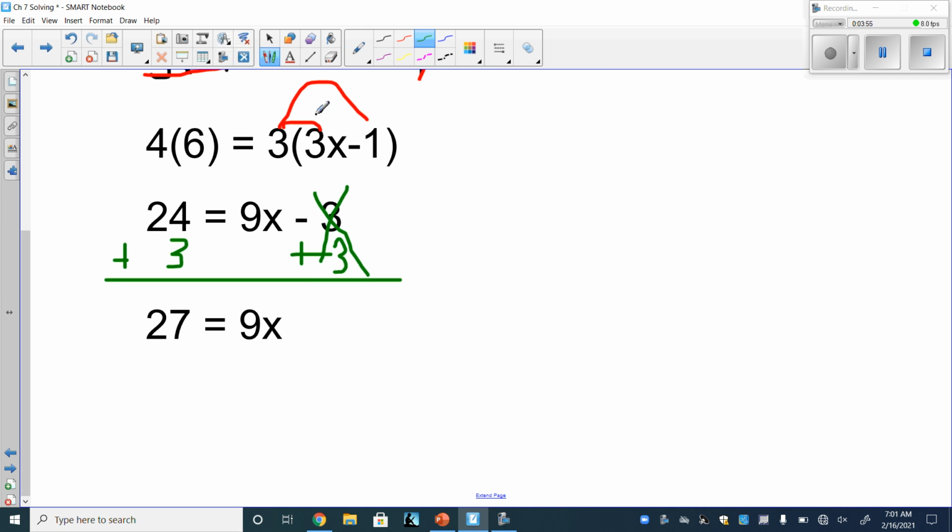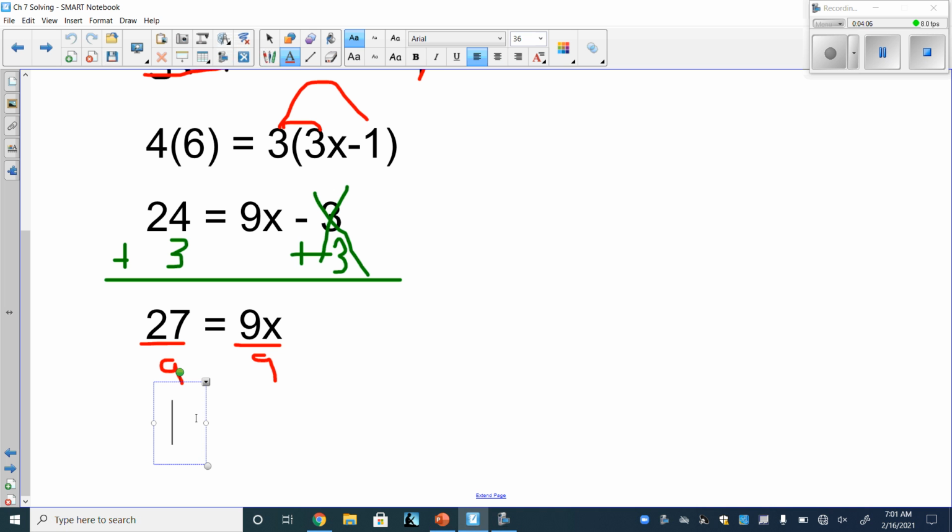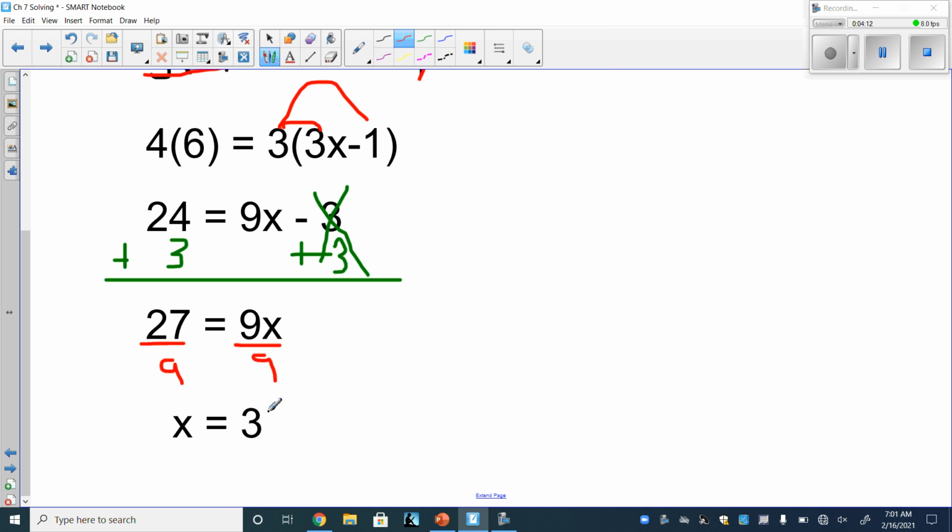And last but not least, to solve for the value of x, we're going to divide both sides by 9 so that we get x by itself. When we divide both sides by 9, we get x is equal to 3. And that's all we have to do for this.